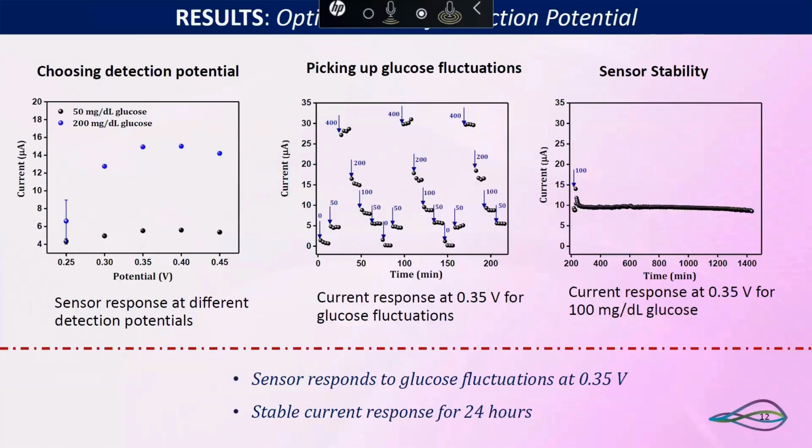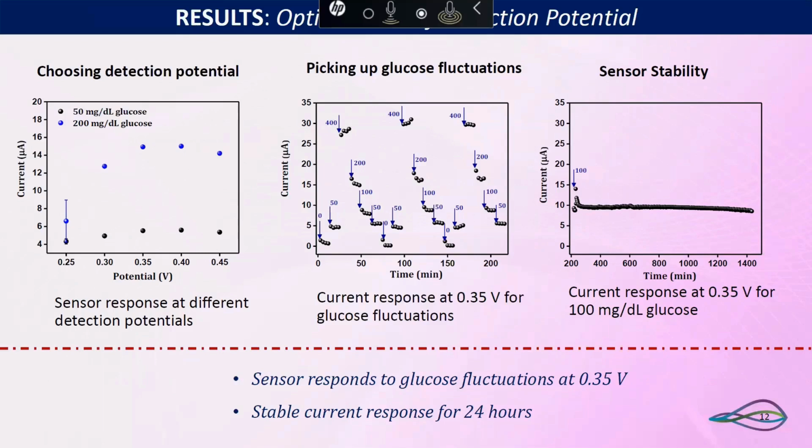Choosing the right detection potential was also a study. We varied the potential, measured the current response at various potentials, and saw that beyond 0.35 volt, we didn't observe any improvement in currents with the increase in potential. So we chose 0.35 volt as the detection potential. With that voltage, we had seen how the sensor responded to two different glucose concentrations. We now wanted to see how our sensor responded to glucose fluctuations, just like in a real life scenario. That is the second graph.